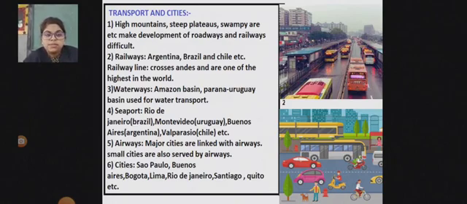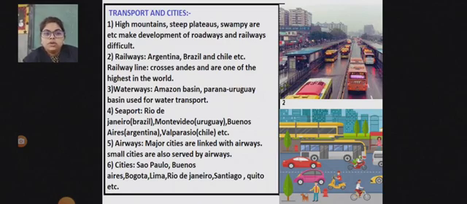Talking about the railways, we have Argentina, Brazil and Chile in the count. Let's move on to the railway line which crosses the Andes, and this particular railway line is one of the highest in the world. Talking about the waterways, such huge water bodies are available. Which one is that? Amazon basin. So we have waterways in the Amazon basin. Along with that, we also have the Parana Uruguay basin, which is also used for water transport.